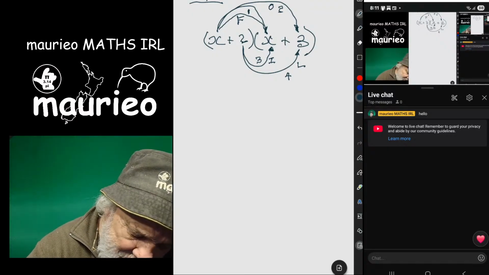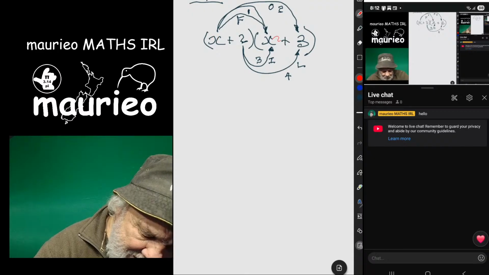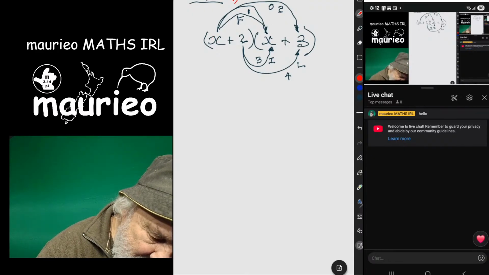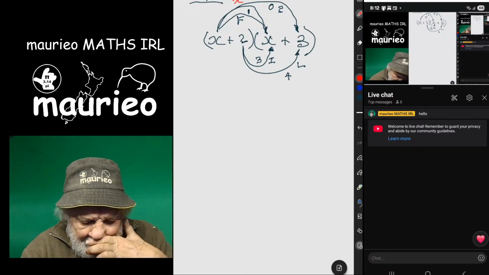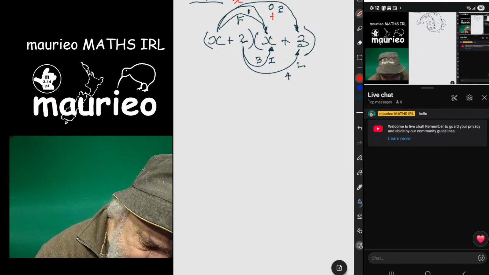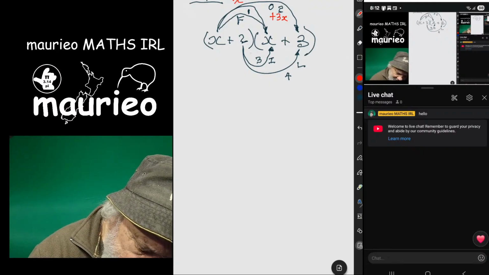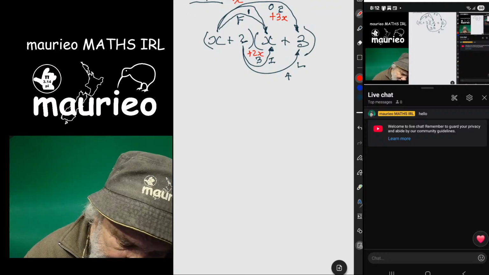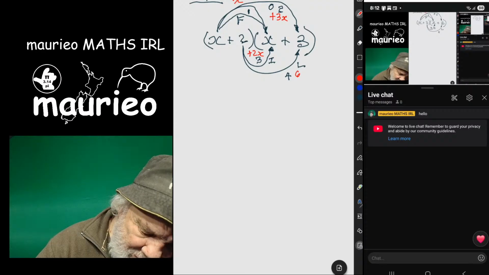Now, how do we do it? In this case, the first one here is x squared. Second one is plus 3x. So that's the outer. The inner is plus 2x. And the last one here is 6. And then we collect all the terms together.